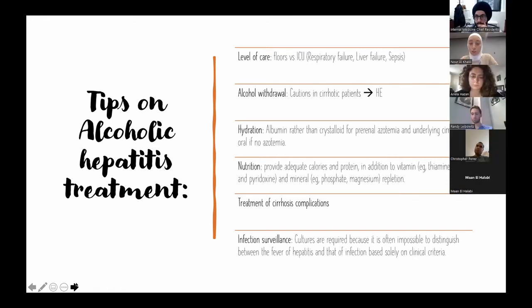For nutrition support, we need to have a good calorie count and protein, in addition to vitamins, including thiamine, and electrolyte repletion. Treatment of cirrhosis complications, including bleeding, spontaneous bacterial peritonitis, encephalopathy, and hepatorenal syndrome. Also, just keep in mind that such patients have increased risk of infection, and we need to do infection surveillance, especially before starting steroids for them.